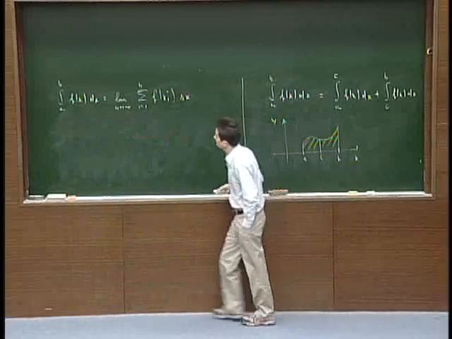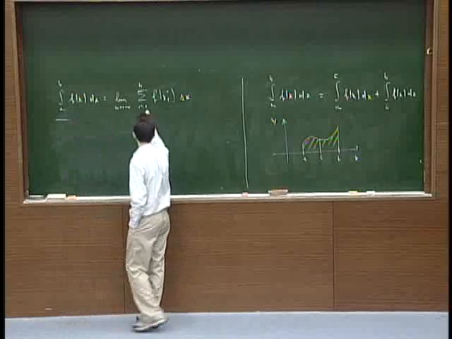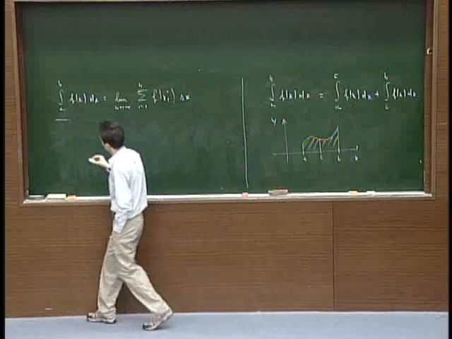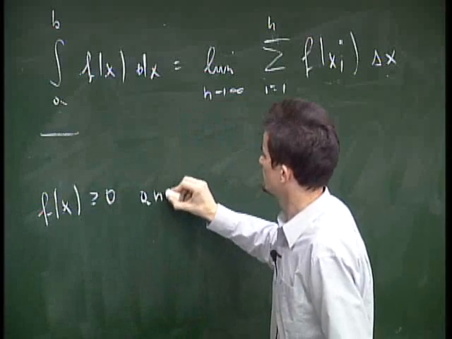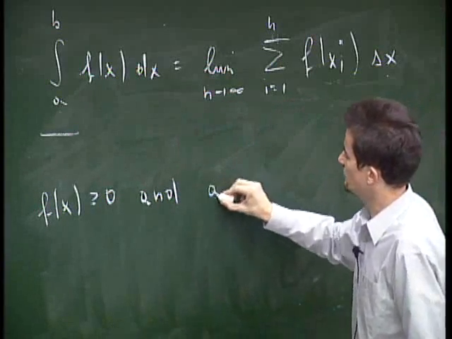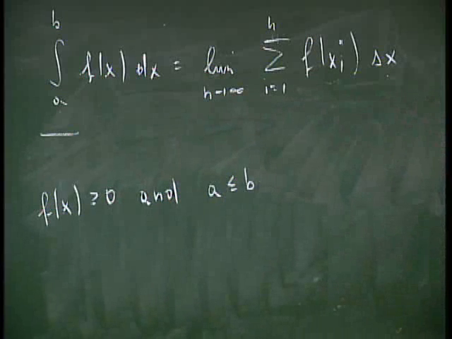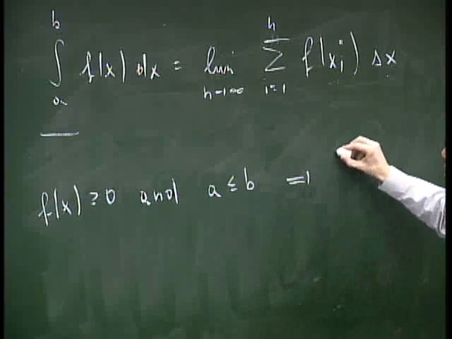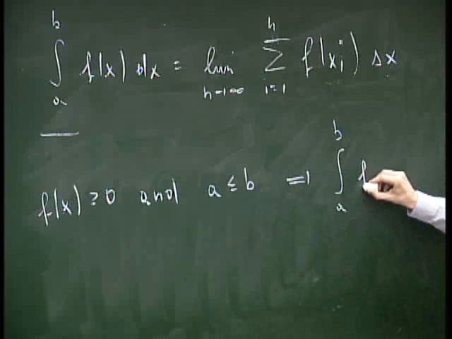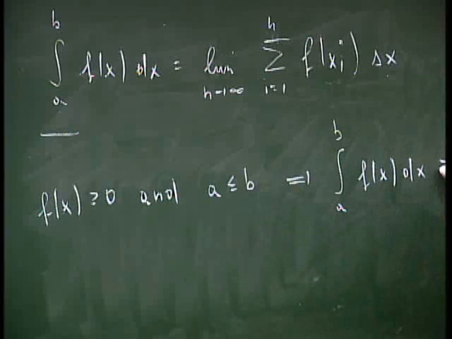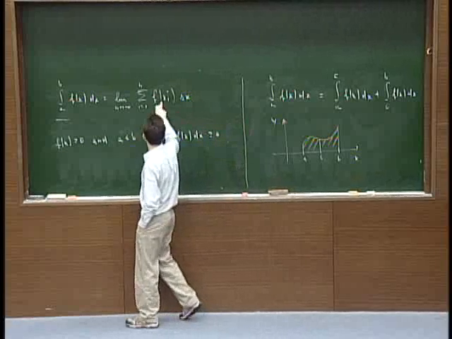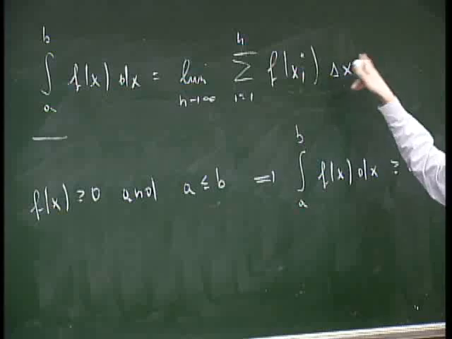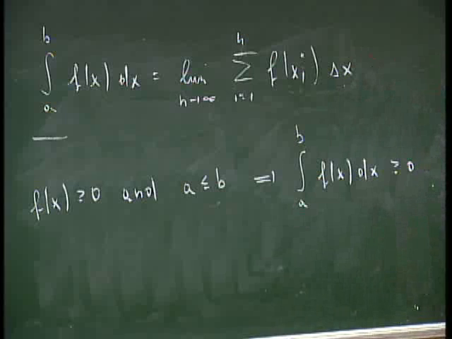Now, another property which follows much more easily from the definition is this: if f of x is larger or equal than 0 and a is smaller or equal than b, then the integral from a to b of f of x dx is larger or equal than 0. This is essentially true because the function is positive by this assumption, so you can estimate everything by larger or equal than 0, which is 0.